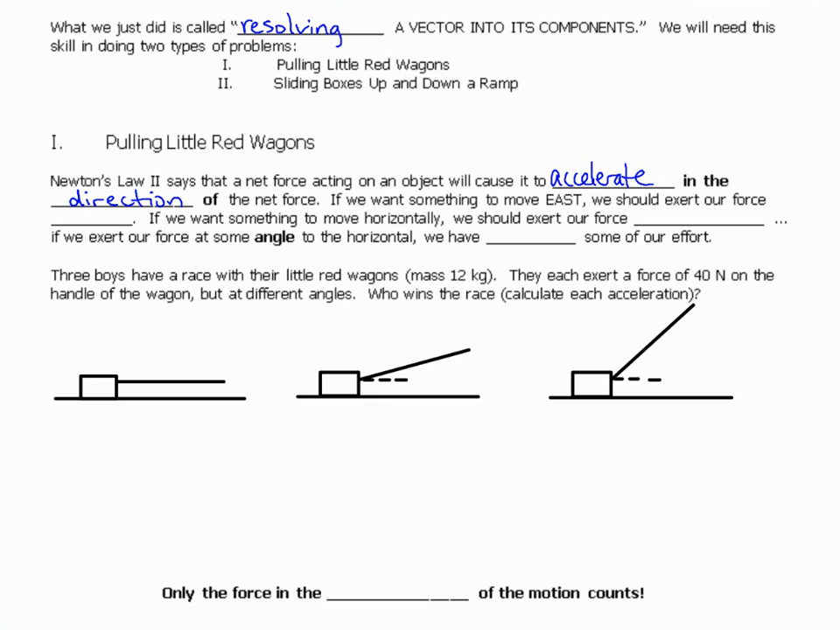If we want something to move east, we should exert our force to the east. If we want something to move horizontally, we should exert our force horizontally. If we exert our force at some angle to the horizontal, we have wasted some of our effort.